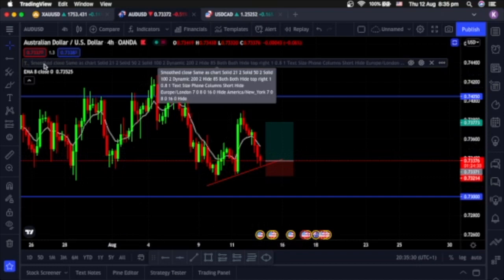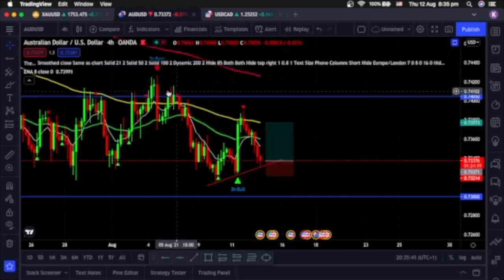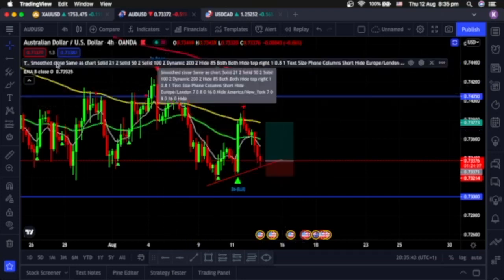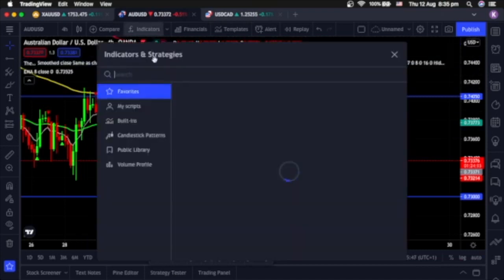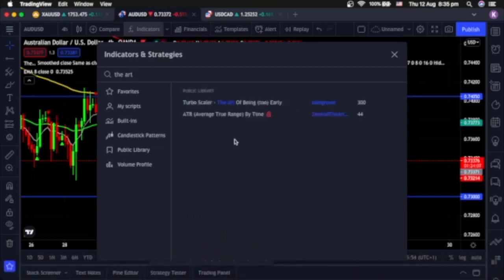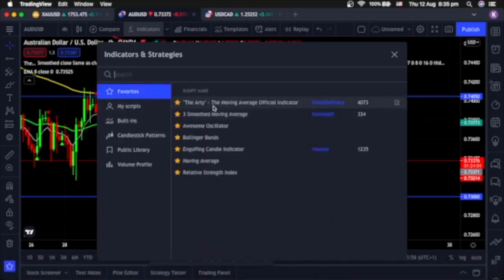And then I use a very good indicator that has built-in indicators. It's super helpful. It's called the RT, I think. It's called the RT or so. Let me just check for you guys. Let me just go to my favorites. Yeah, right there. The RT, the Moving Average Official Indicator. That's the one.